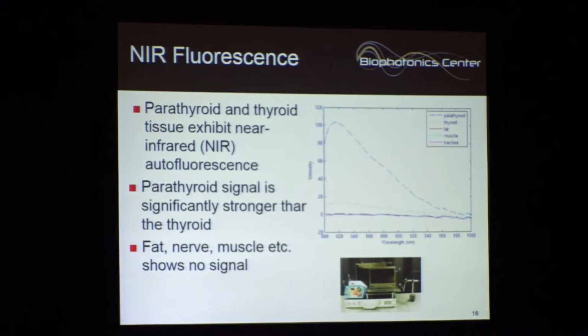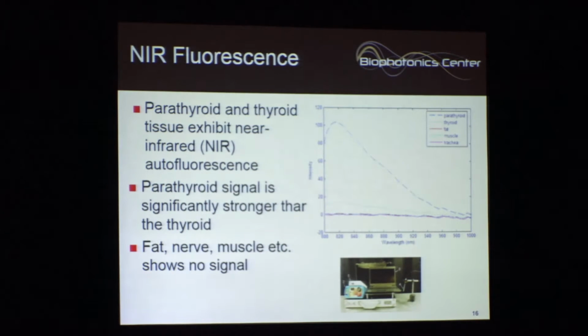So we did a variety. I don't have all the slides for it. I'm just going to show you what we actually found. We used a variety of different optical techniques to see if there's anything unique about the parathyroid gland that would make it stand out compared to everything else that's in your neck. Think about what all is in your neck. Fat, muscle, nerves, bones, cartilage. What else is here? The thyroid gland, the parathyroid gland.